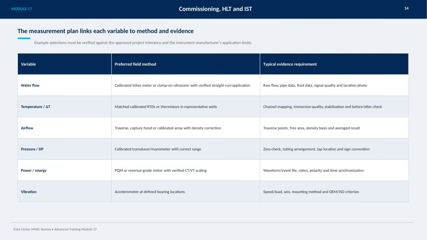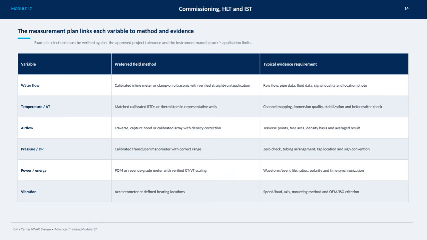Here we see how the measurement plan connects each variable to its preferred field method and the typical evidence required. This is critical because every selected method must be verified to fall within the approved project tolerances and the instrument manufacturer's application limits. For example, when measuring water flow, a calibrated inline meter or a clamp-on ultrasonic with a verified straight run is used, and evidence like raw flow data, pipe and fluid details, signal quality, and a location photo are collected.